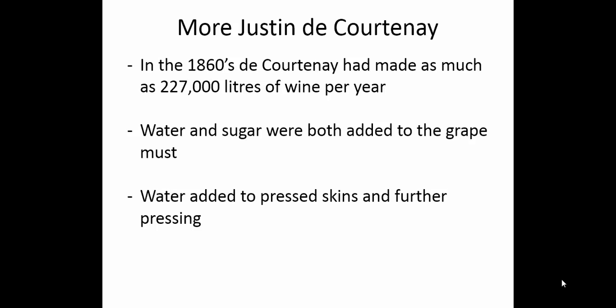In the 1860s, de Courtenay had made as much as 227,000 liters of wine per year. Water and sugar were both permitted to be added to grape must to extend the production, and water was added to the skins after pressing to allow a rehydration of the skins and further pressing. Winemaking obviously was quite different at that time, as we know of quality winemaking today. The water was added to soften acidity, and the sugar was added to boost alcohol, and this was quite commonplace. Even sugar was added to press grape skins, and pressing again wasn't unusual because really nothing wanted to be wasted. It's interesting that with all of this rather rustic wine production, de Courtenay still believed he could make better wine than Burgundy.